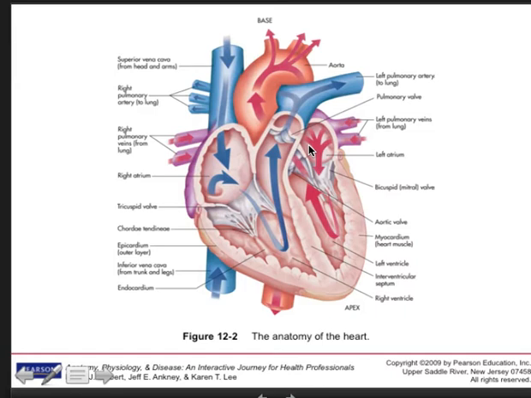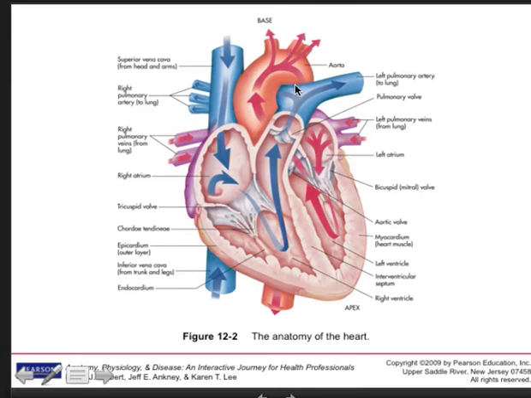The valve that is between the left atrium and left ventricle is called the bicuspid or mitral valve, as we previously described. And then when the left ventricle squeezes, the mitral valve will slap shut, the aortic semilunar valve will open, and the blood will then leave the heart, enter the aorta, and from there go to the rest of the body.